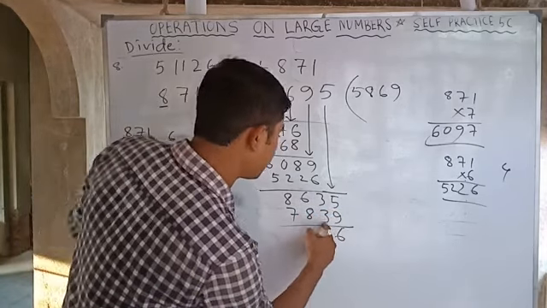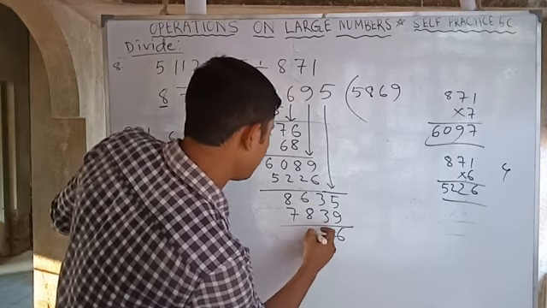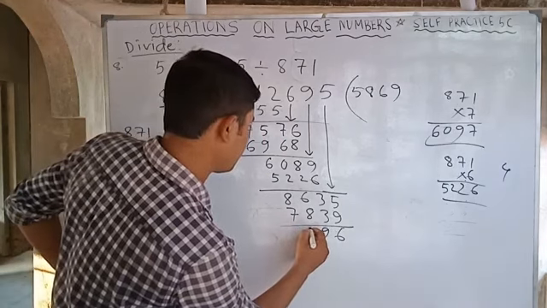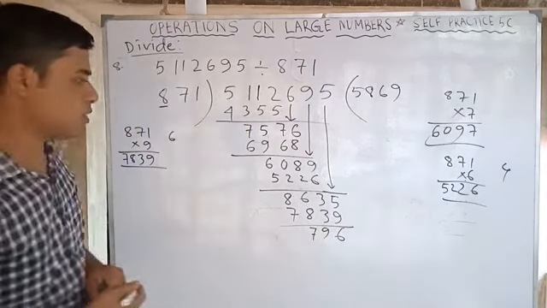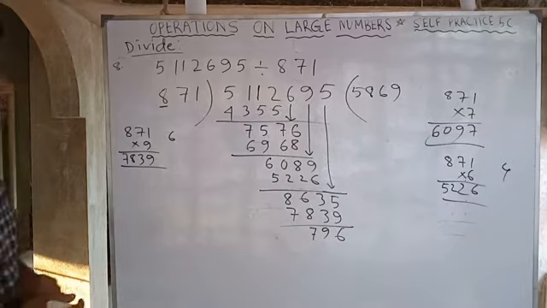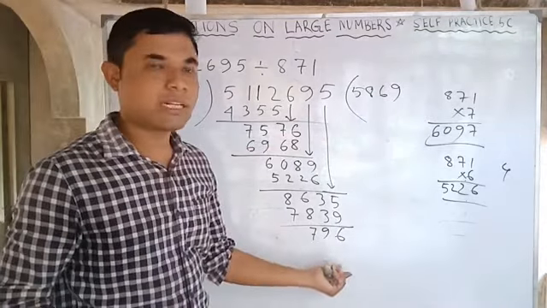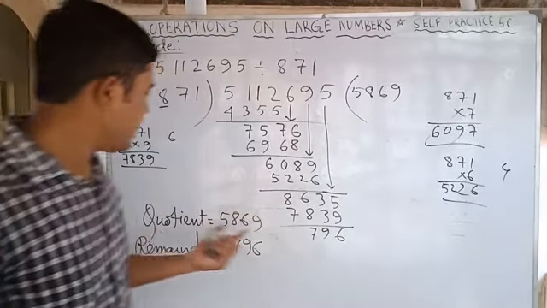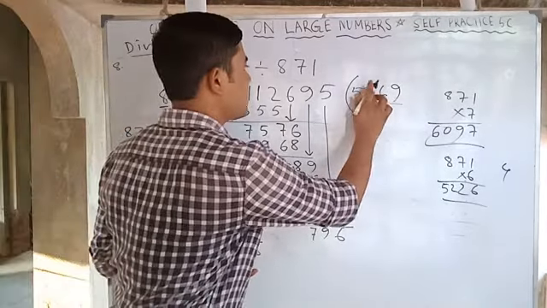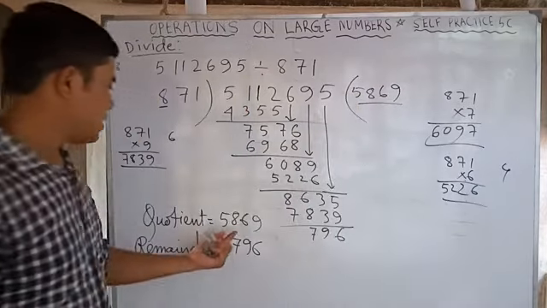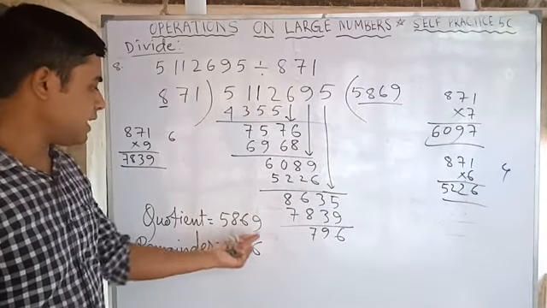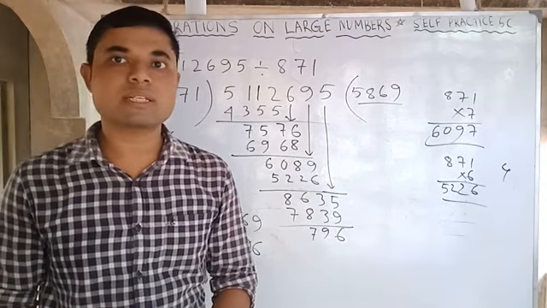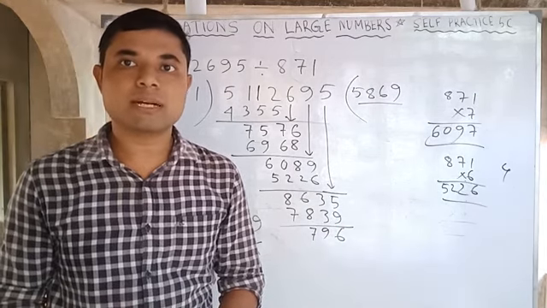So it is 6. It is 9. Next it is 7. It is 0. 7, 9, 6. Look, is there any digit left? No digit left. That means this becomes the remainder. So my dear students, right here quotient is equal to this 68658969 and remainder 796. Hope you understand the divisions of large numbers properly.